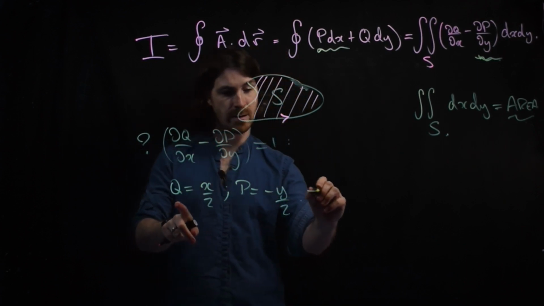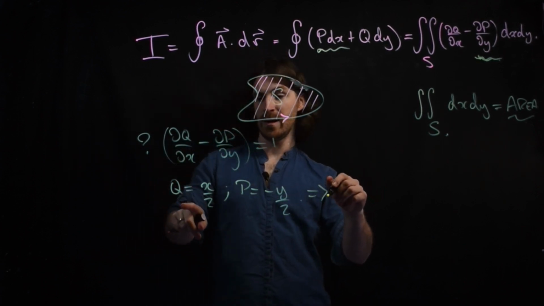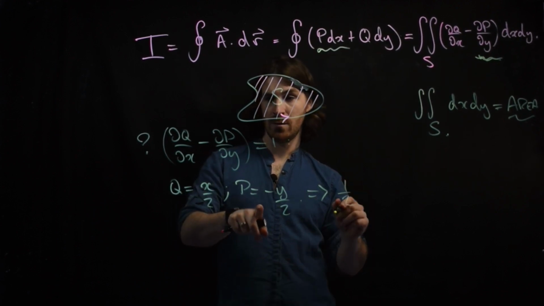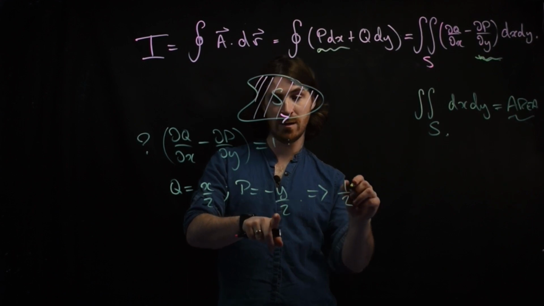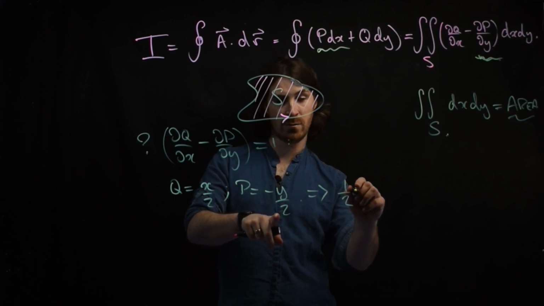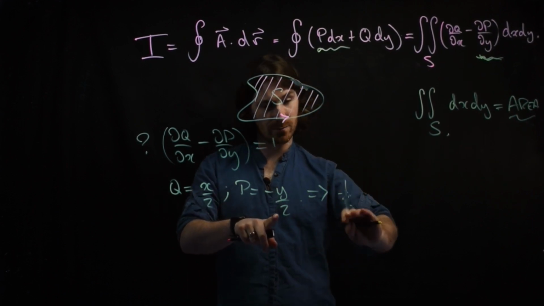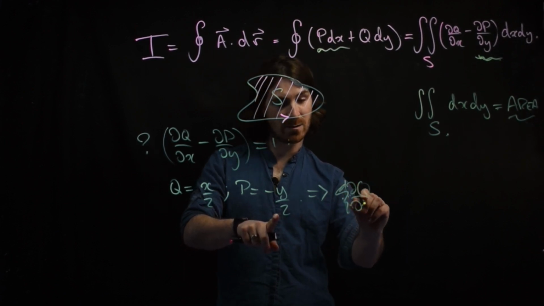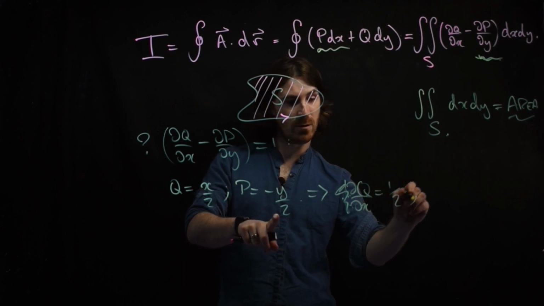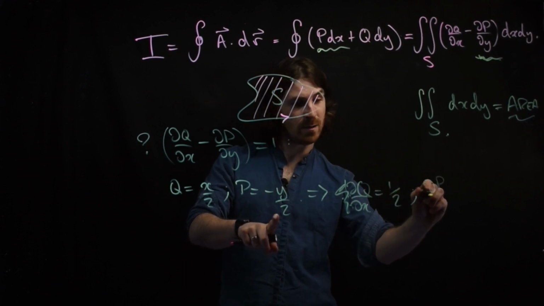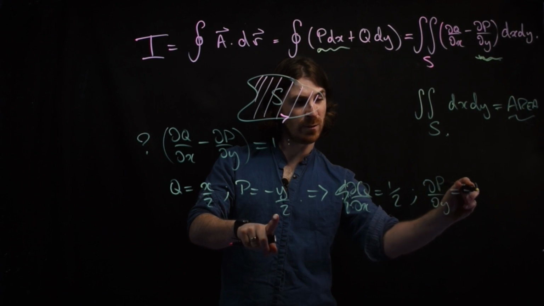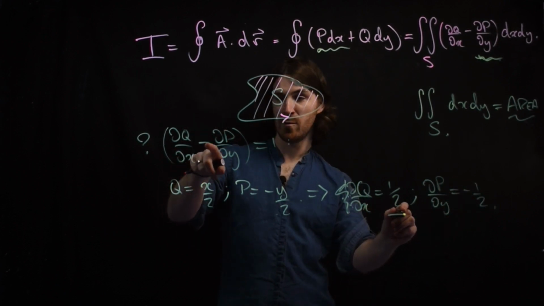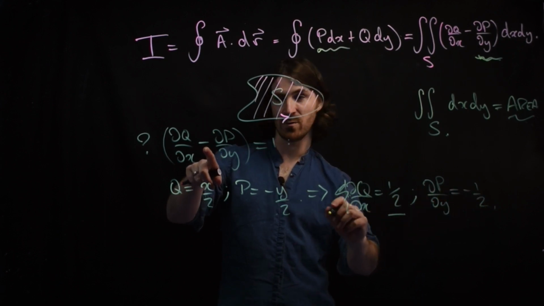This means that dq by dx will be 1/2 and dp by dy will be minus 1/2. Sorry, 1/2 is dq by dx. dq by dx equals 1/2 and dp by dy equals minus 1/2. So dq by dx minus dp by dy, 1/2 minus minus 1/2, will give us 1.